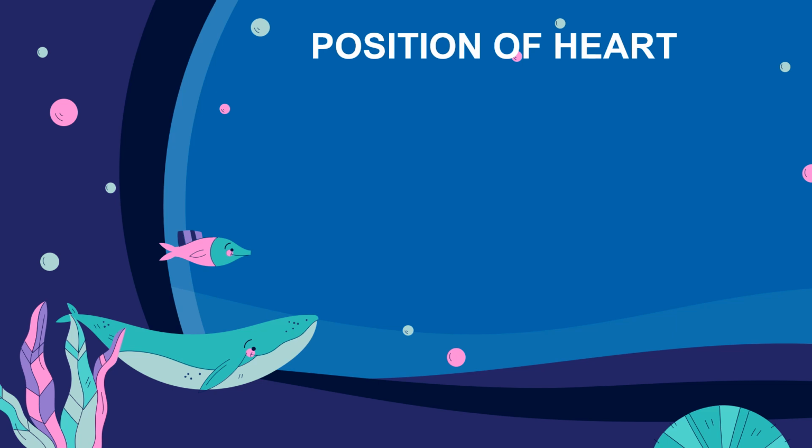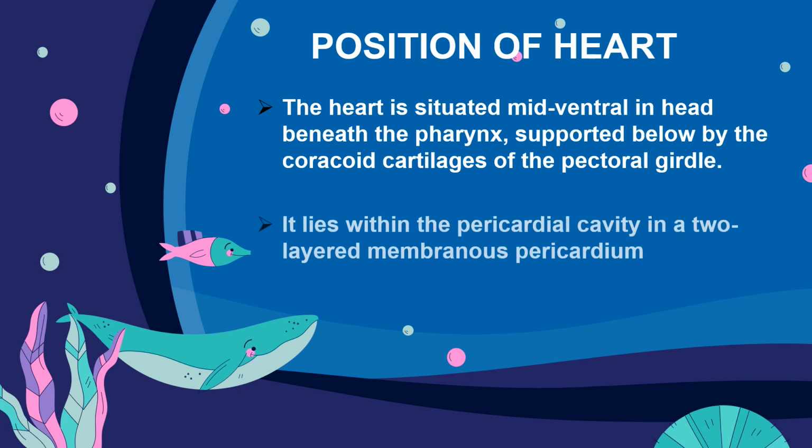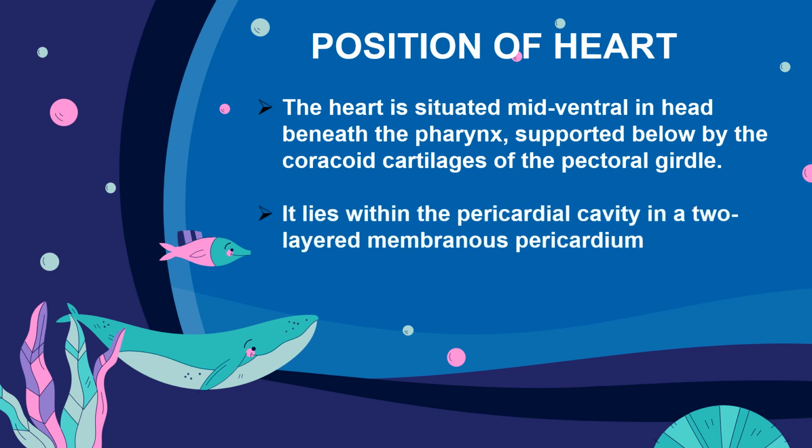Let's see the position of the heart. The heart is situated mid-ventral in the head beneath the pharynx, supported below by the coracoid cartilages of the pectoral girdle. It lies within the pericardial cavity in a two-layered membranous pericardium.